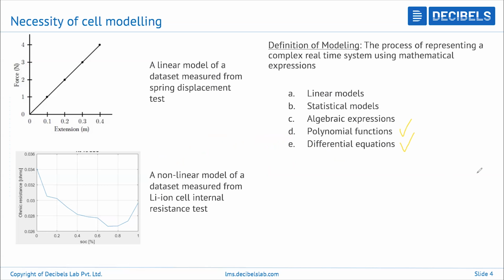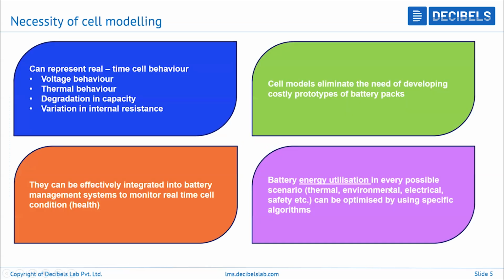So with that understanding, when we represent a cell, an electrochemical system, a lithium ion cell, as a mathematical model, what are the advantages? What are the benefits of doing this? What are the outcomes we get?